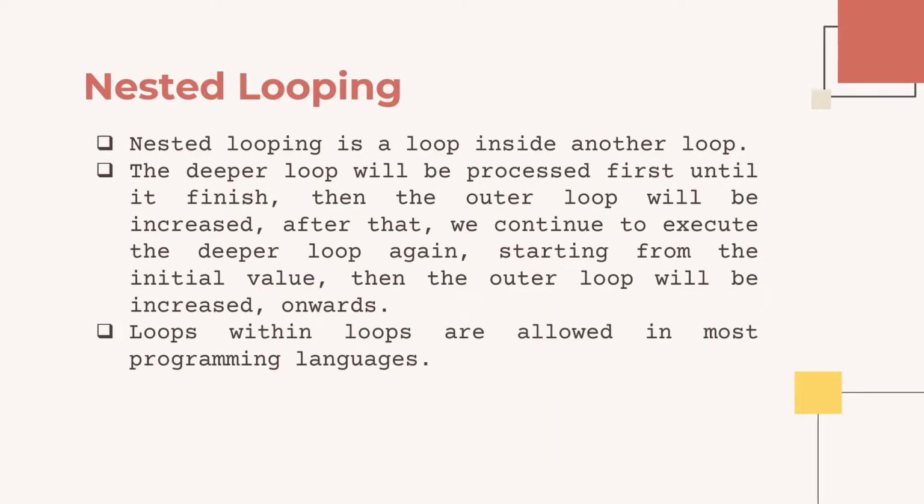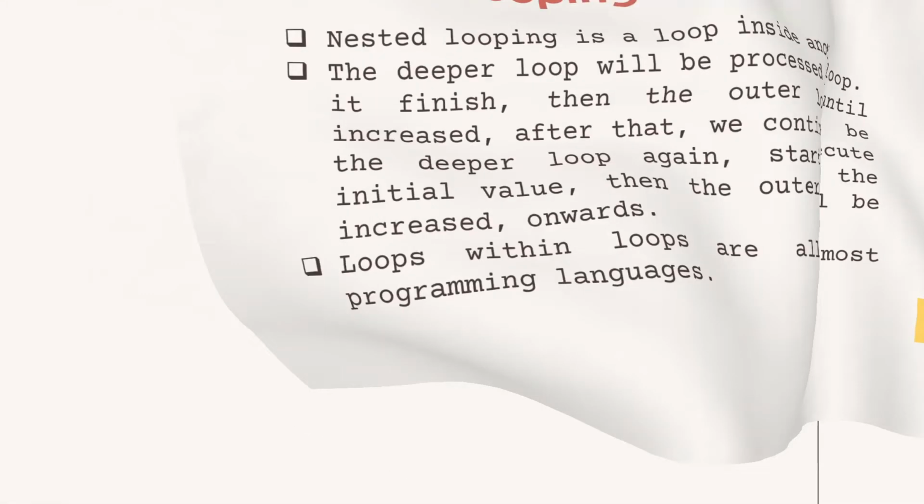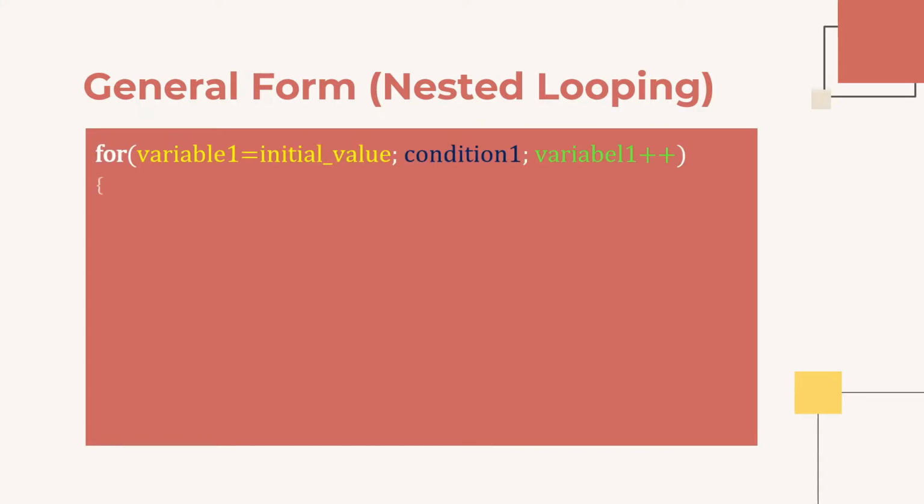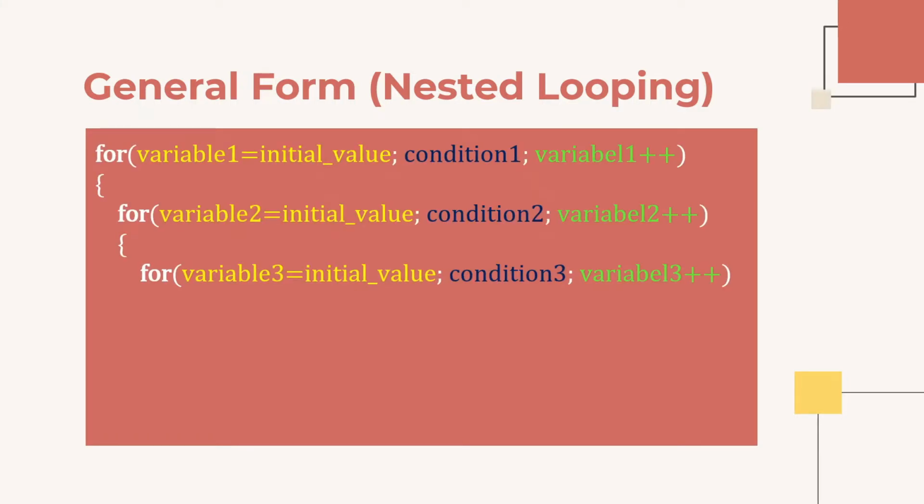Loops within loops are allowed in most programming languages. The example of the general form of the looping structure is shown in this slide. In this example, there is a for loop inside another for loop. All forms of looping can be put inside another looping form. So we can put a for loop inside the while loop. And this is the example of nested looping.